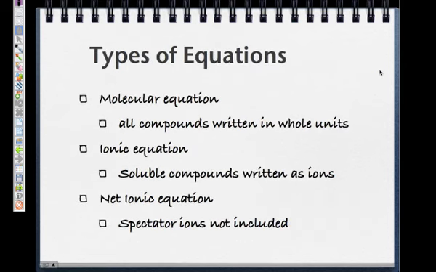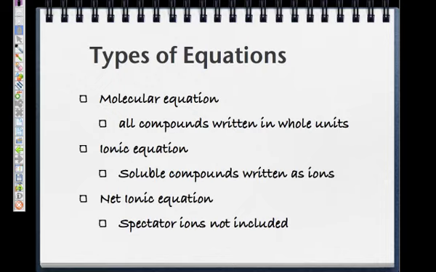So we're going to use that information when we look at types of equations. There's molecular equations where all the compounds are written in whole units. That's what we have looked at and dealt with so far this year. Ionic equations are when the soluble compounds, so anything that has an aqueous solution, are actually written as ions, as they would be because they're split as ions in solution. Any precipitate or solid would not be written as ions because they are not in solution. And then the net ionic equation is where spectator ions are not included.